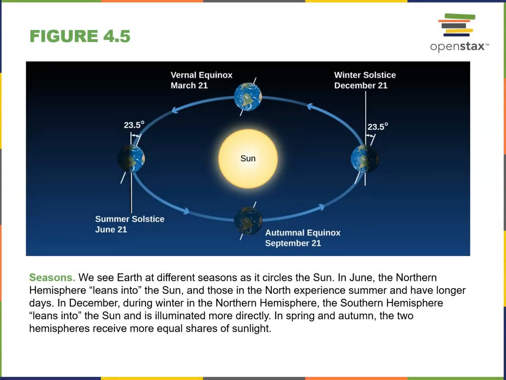As Earth travels around the sun, in June, the northern hemisphere leans into the sun and is more directly illuminated. In December, the situation is reversed. The southern hemisphere leans into the sun, and the northern hemisphere leans away. In September and March, Earth leans sideways, neither into the sun nor away from it, so the two hemispheres are equally favored with sunshine.